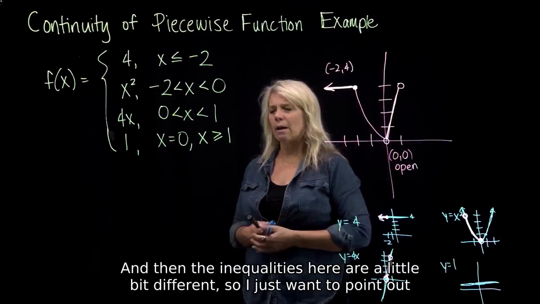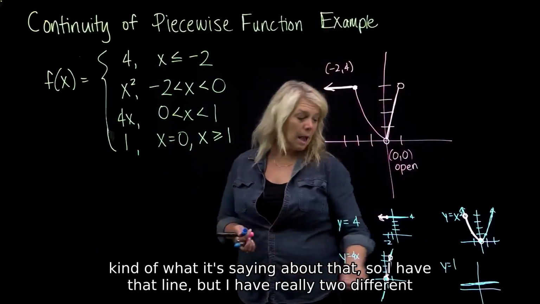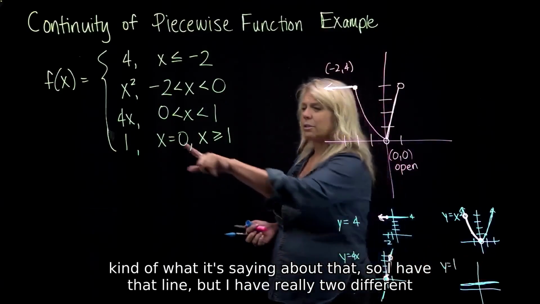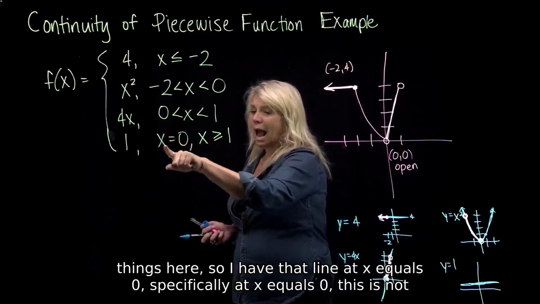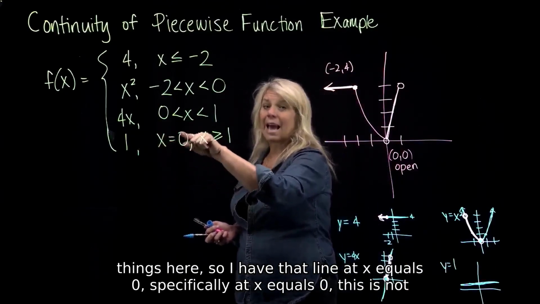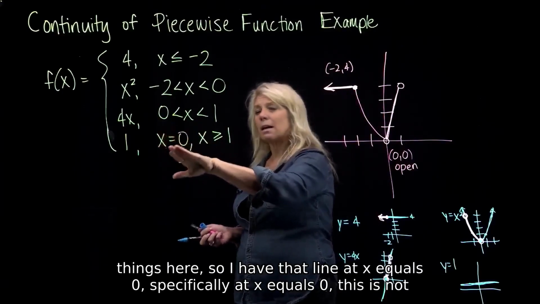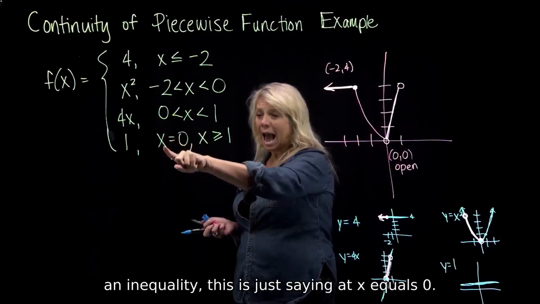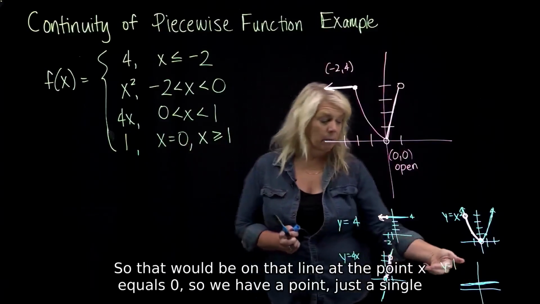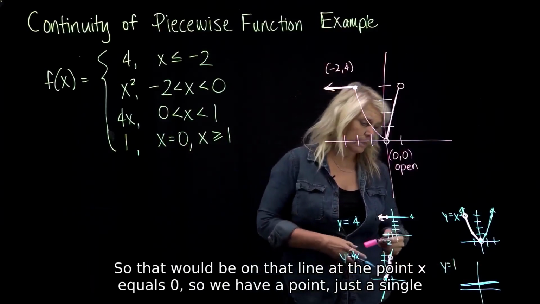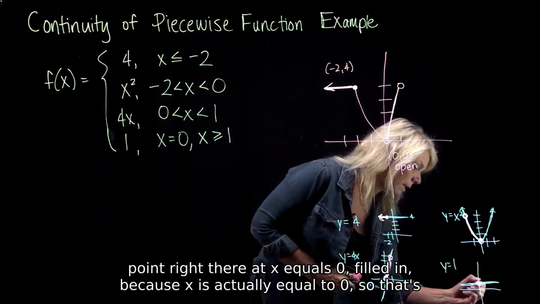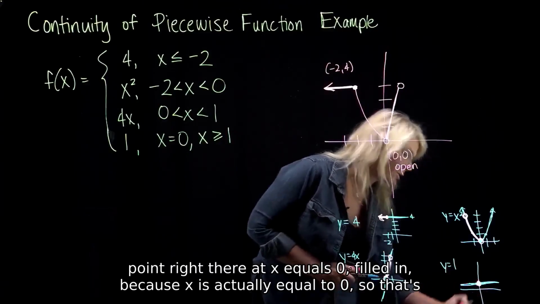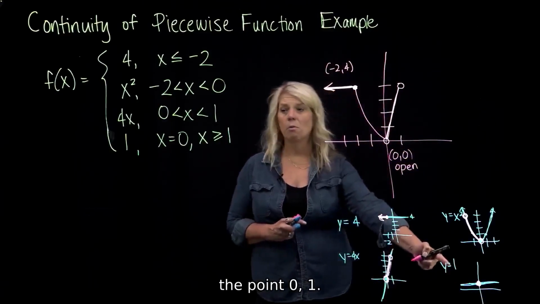So I just want to point out what it's saying about that. I have that line, but I have really two different things here. I have that line at x equals 0, specifically at x equals 0. This is not an inequality. This is just saying at x equals 0. So that would be on that line at the point x equals 0. So we have a single point right there at x equals 0, filled in because x is actually equal to 0. So that's the point 0, 1.